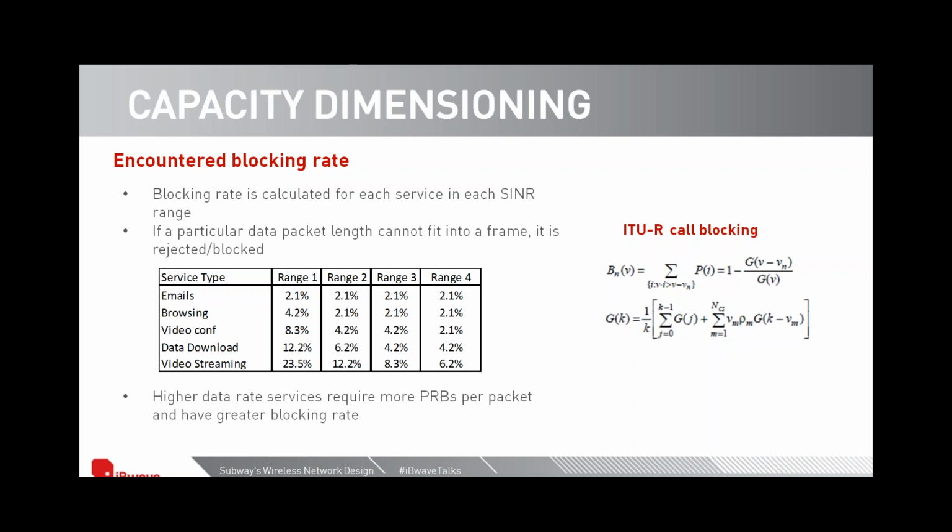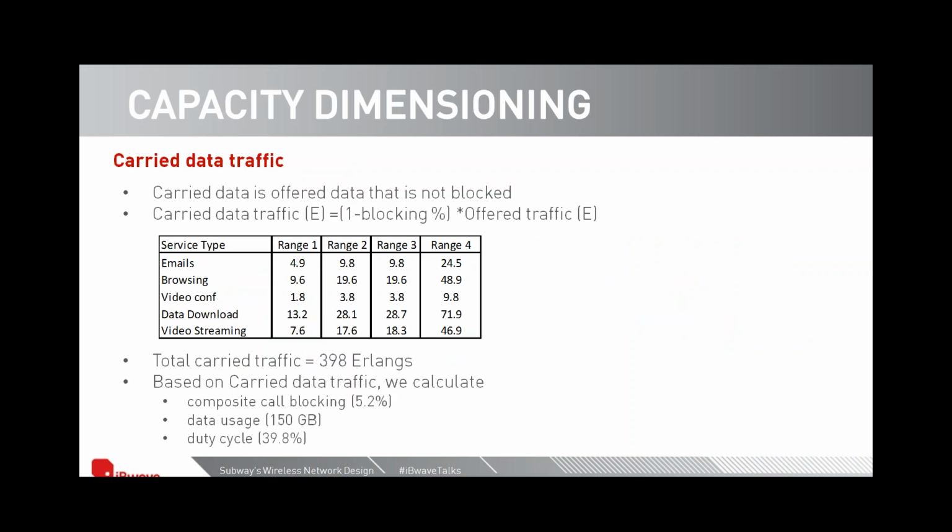If you think that you can live with video streaming that has a blocking rate at, let's say, 23.5% in 10% of the area of the station, then you should be happy with this dimensioning of 2 sectors for 1,000 LTE subscribers.